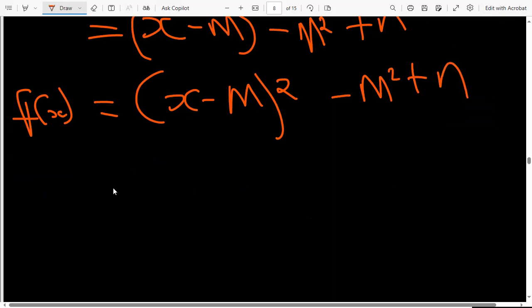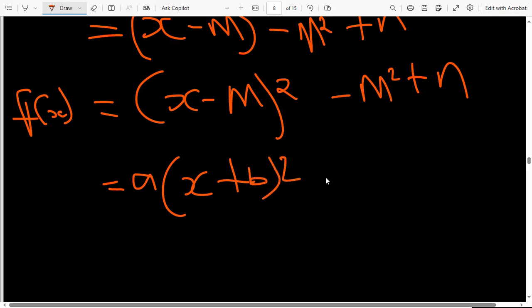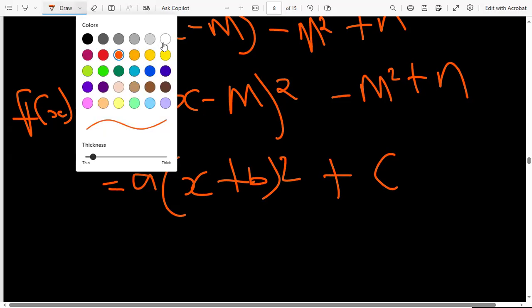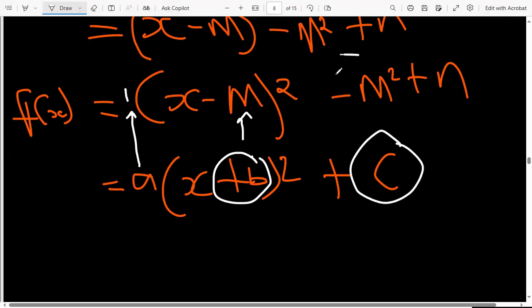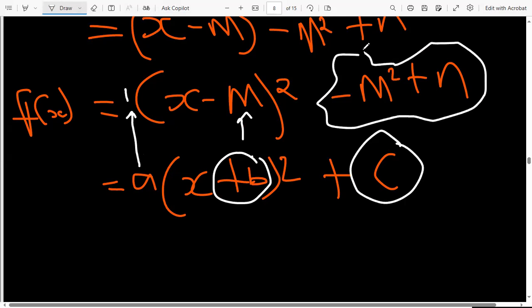So remember the form that they wanted. They wanted a times x plus b, squared outside, and then they said plus c. So in this case, we can see that the a there is just 1, the coefficient that is here. And then this b here is this minus m. And then this c here is whatever you have outside, because this will be a constant like that.